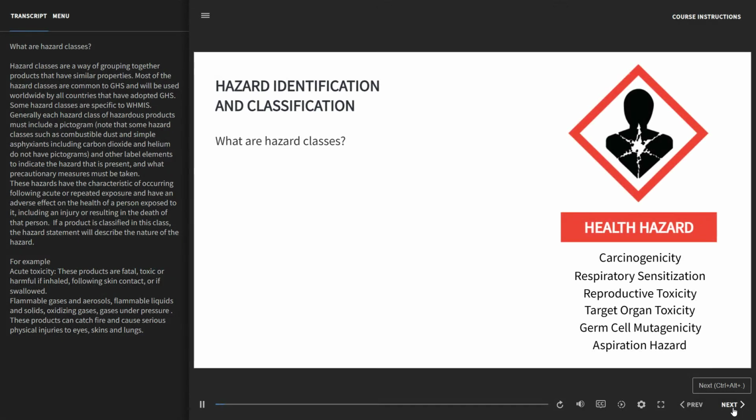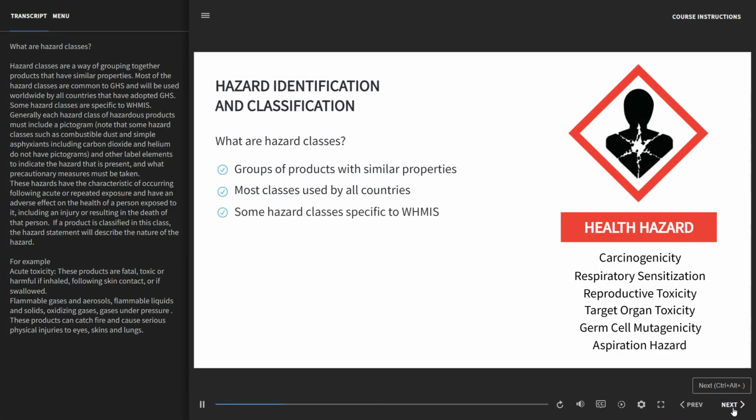What are hazard classes? Hazard classes are a way of grouping together products that have similar properties. Most of the hazard classes are common to GHS and will be used worldwide by all countries that have adopted GHS. Some hazard classes are specific to WHMIS. Generally, each hazard class of hazardous products must include a pictogram.